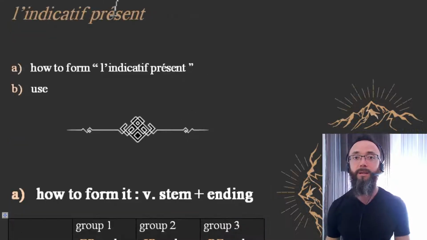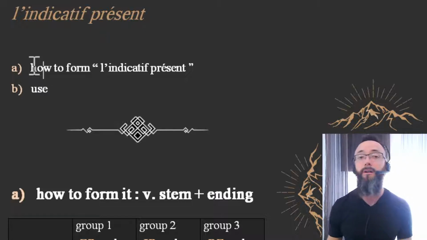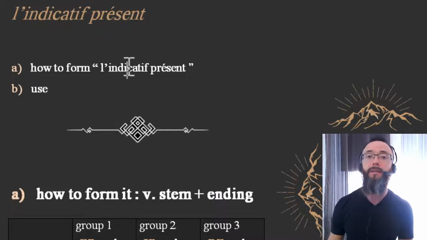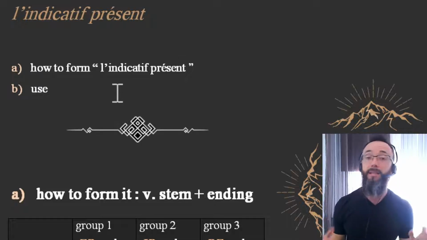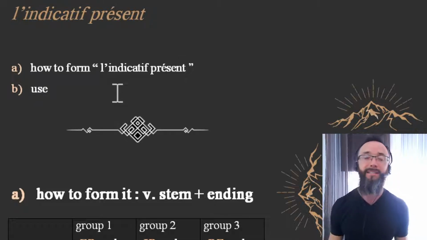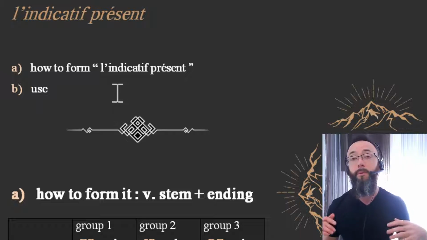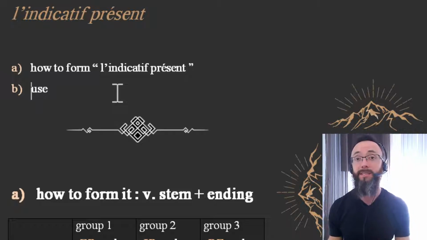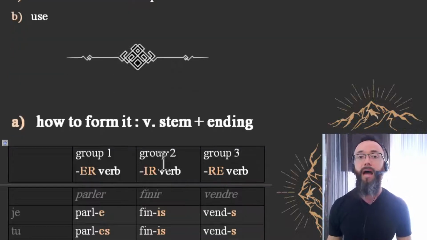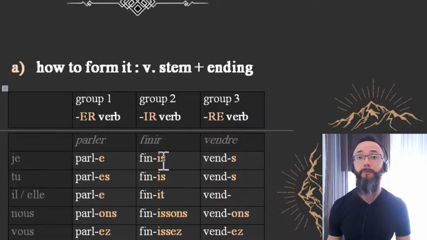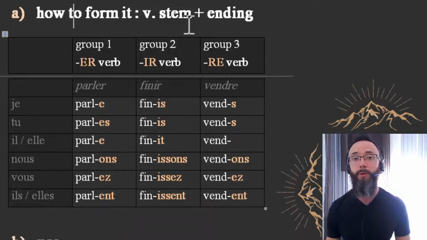As you can see on screen, we're going to cover, on the one hand, how to form the present tense of the indicative mode, and then its use: how to use it, in what context, in what situation warrants the use of the indicative mode present tense in French. Let's start with A, how to form it. How do we form the present tense of that mode?